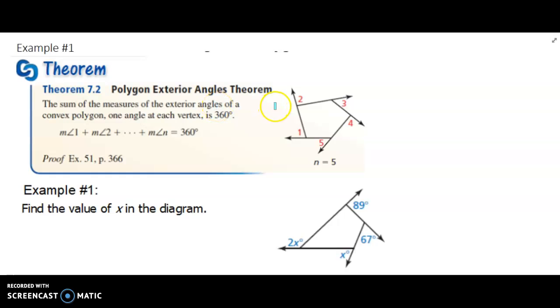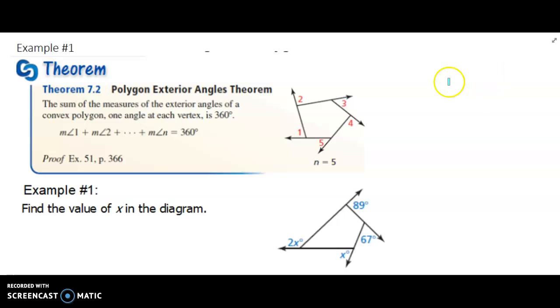Now exterior angles of polygons are a little different because if you remember the interior angles, the sum of the interior angles would change depending on how many vertices or how many sides the figure had. So for example, the sum of the interior angles of a triangle would be different than a hexagon, which would be different than a decagon, which would be different than a 73-sided polygon. So all of those are different.